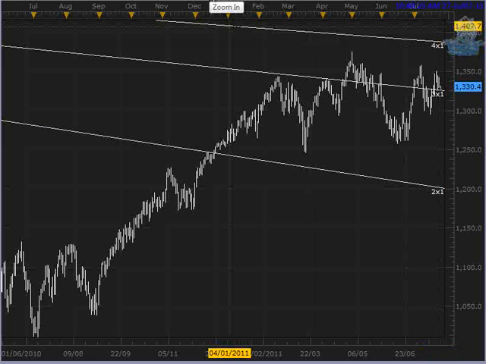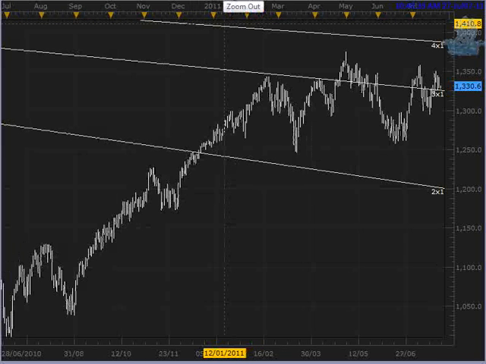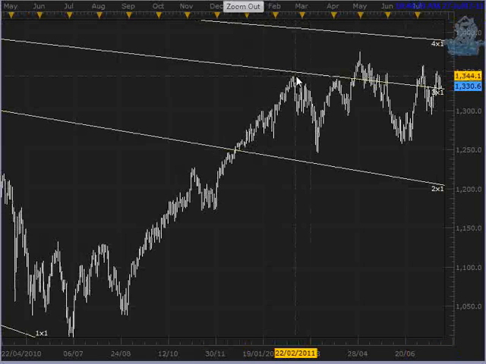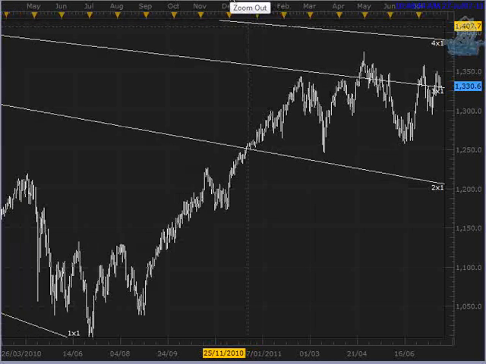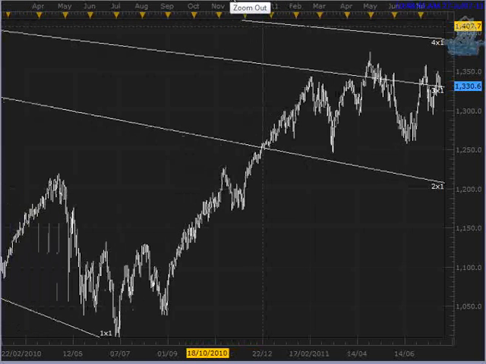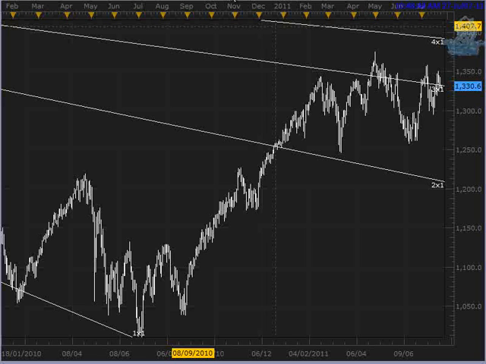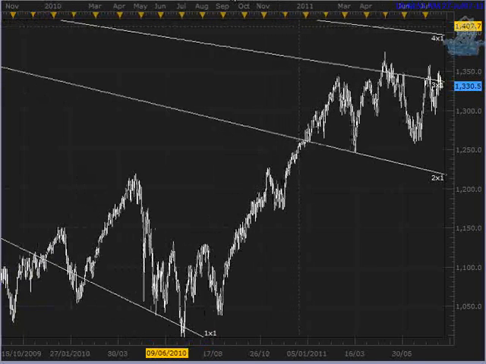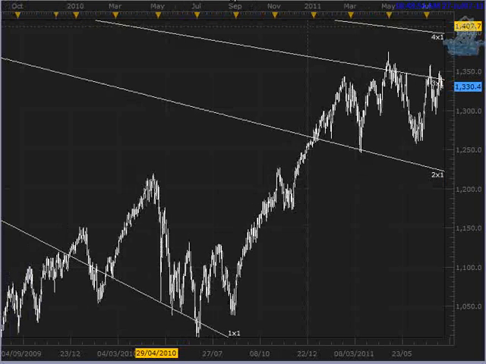Now I'm going to start zooming in on this chart. Watch the position of the angles relative to the position of the price. As I zoom in, what you should be able to see is that the 3 by 1 is getting further and further away from that top. In fact, the angles are actually moving relative to the prices.